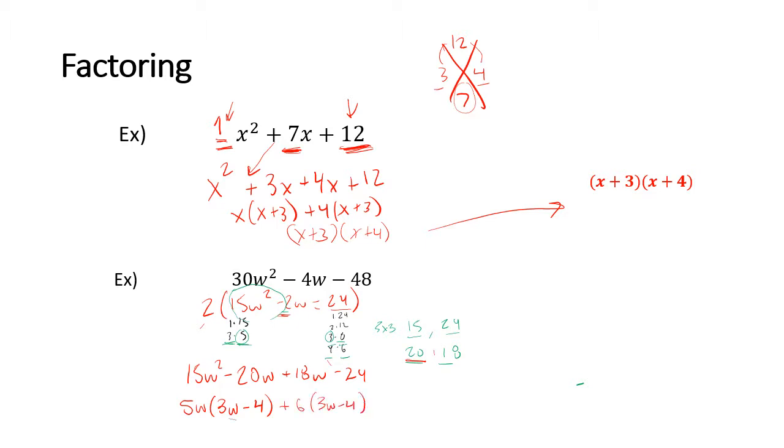And then we see, oh look, 3w minus 4 is in common, so finally 3w minus 4, and left over is 5w plus 6. And the last thing we need to do is say, oh, there was that 2 there that we took out originally, so that is going to be our answer.